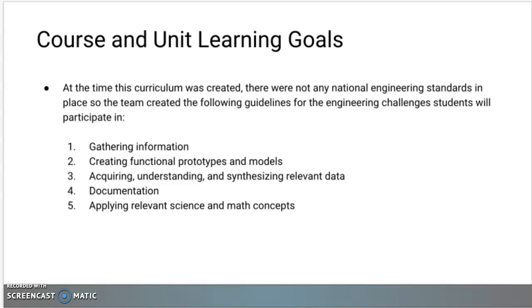As far as course and unit learning goals go, at the time that this team was working on the curriculum, there were no national engineering standards. They kind of had to create their own guidelines that they wanted for the curriculum. And those included gathering information, creating functional prototypes and models, acquiring, understanding, and synthesizing data that is relevant to the topic or challenge, documentation, and applying relevant science and math concepts.